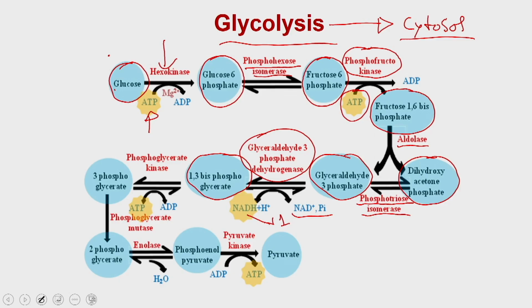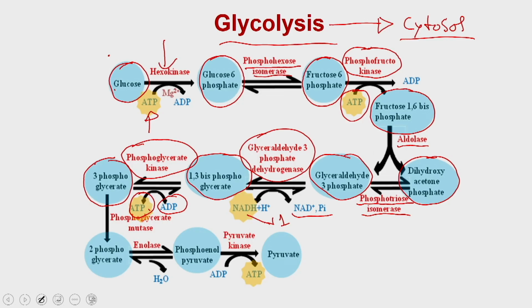Then 1,3-bisphosphoglycerate is being converted into the 3-phosphoglycerate, and the enzyme name is the phosphoglycerate kinase. This means you are removing the one phosphate molecule from this compound, and this phosphate molecule is being received by the ADP to generate the ATP. So, since you are generating the 2 molecules of glyceraldehyde 3-phosphate, you are going to generate the 2 molecules of ATP.